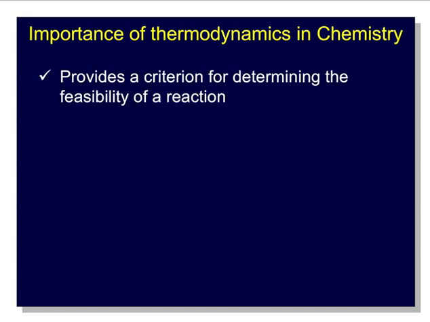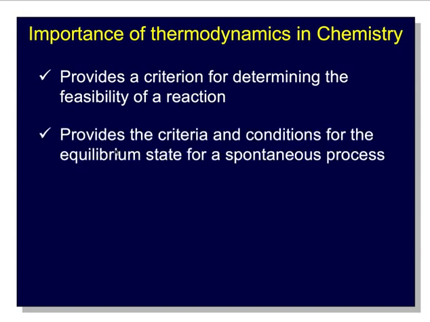The first thing, and one of the most significant aspects of thermodynamics in the context of chemical reactions, is that it provides us a criterion for determining the feasibility of a reaction. That is very important, because we now know that delta G has to be negative for a reaction to be feasible. If delta G is positive, the reaction is not feasible at all. That delta G term, change in free energy, comes from thermodynamics.